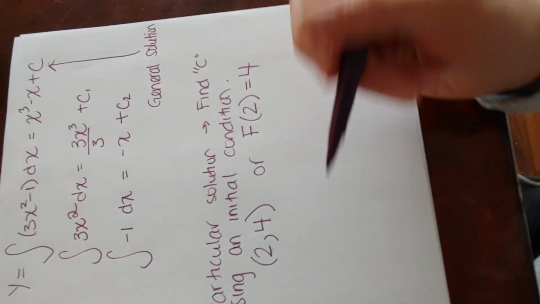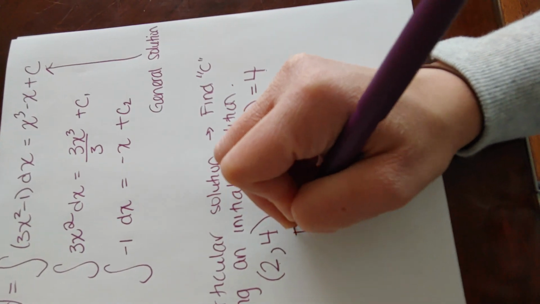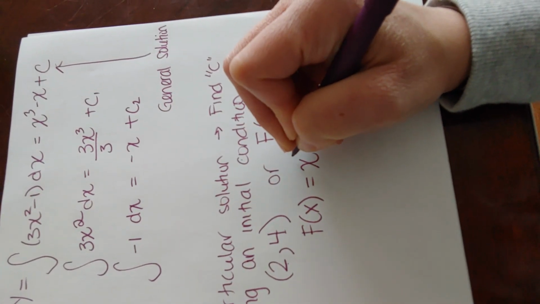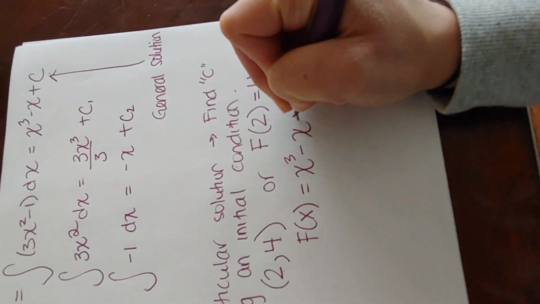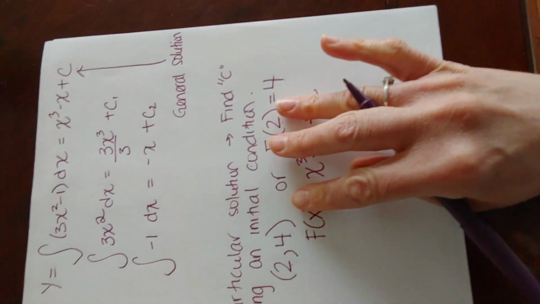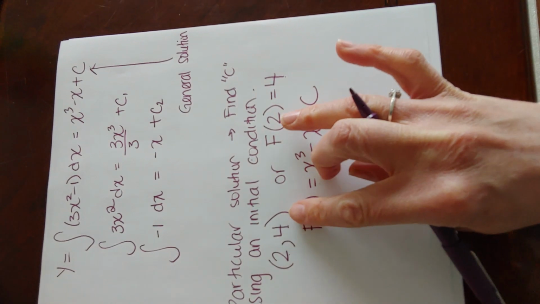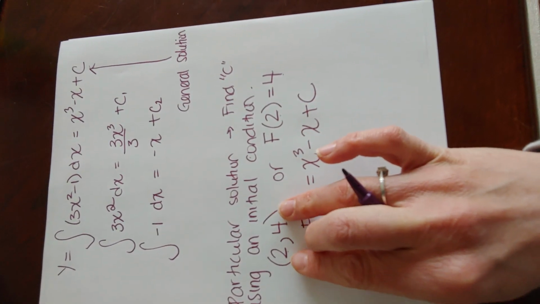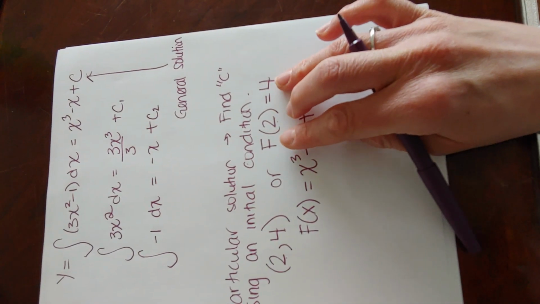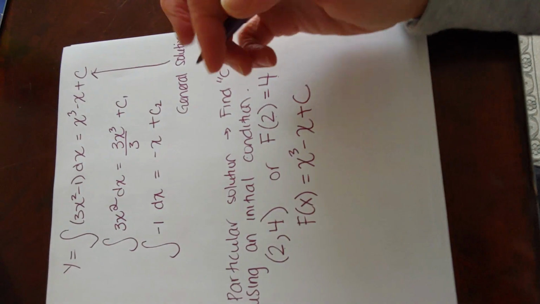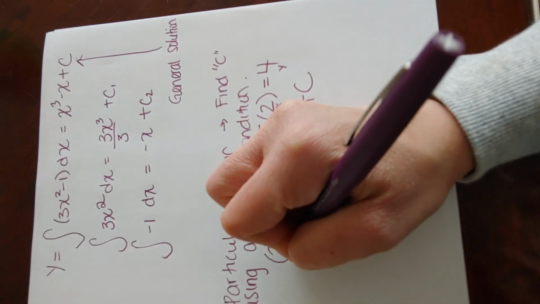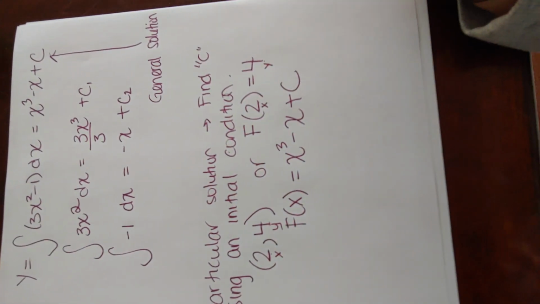So I'm going to write my function here. So my function that I got after integrating, my general solution was x to the third minus x plus c. I'm going to use this initial condition. These are the same initial condition. They're just given to you a little bit differently. This one is saying that the curve passes through this point. This is saying that f of 2 is equal to 4. They're exactly the same thing. This is saying when x is 2, y is 4.